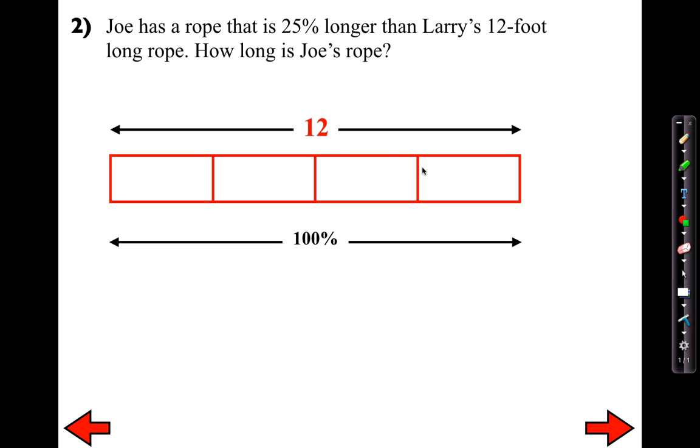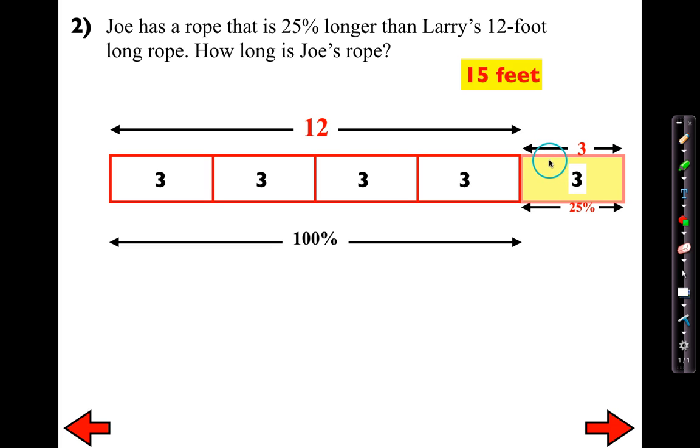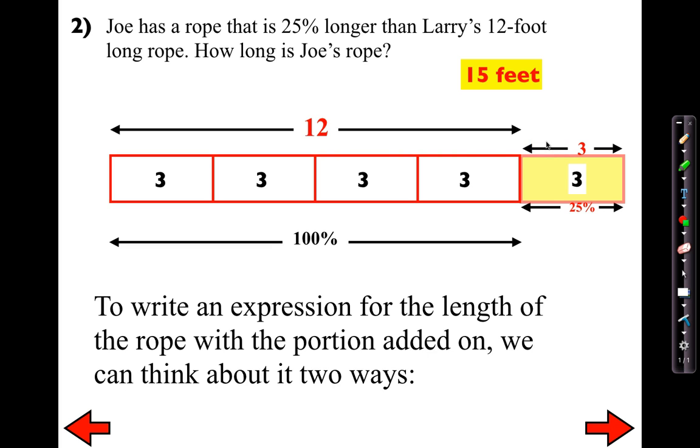Since 1/4 of 12 is 3, here's your 3, here's your 6, here's your 9 feet, then here's your 12 feet. Well, since Joe is 25% longer, we're going to go ahead and take 25%, which is 3, and tack that on to the 12 feet, which is going to give us a total of 15 feet. So how long is Joe's rope? I would say Joe's rope is 15 feet.